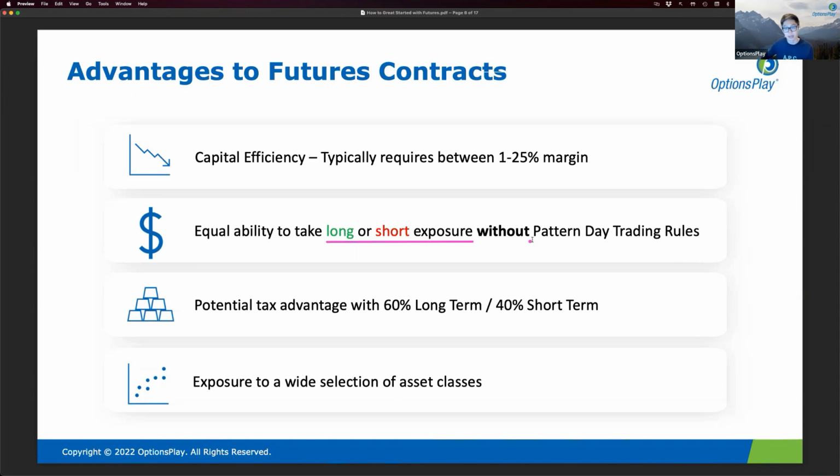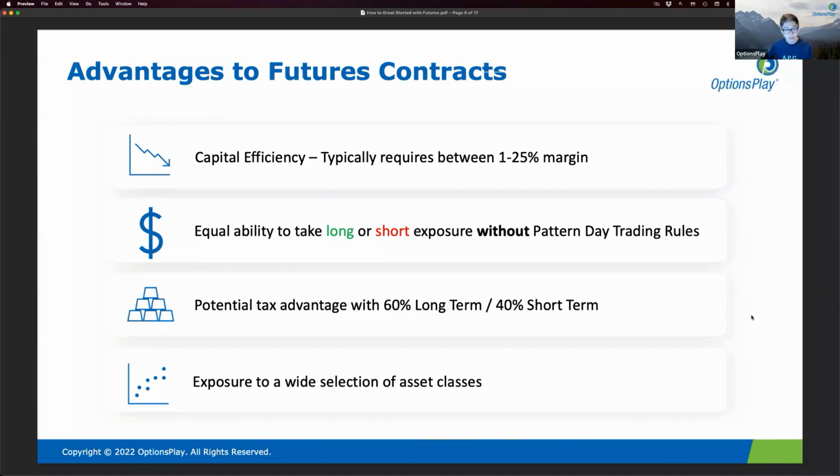And lastly, like I said, they come without pattern day trading rules. So if you're trading these actively and you have a small account, this is a product that allows you to trade actively. There are also potential tax advantages. Futures, for those of you that are trading futures in a taxable account, are taxed at 60% long-term capital gains, 40% short-term capital gains. So if you were taking the same type of exposure using an equity-based product or a futures product, you can potentially have some tax advantage there.